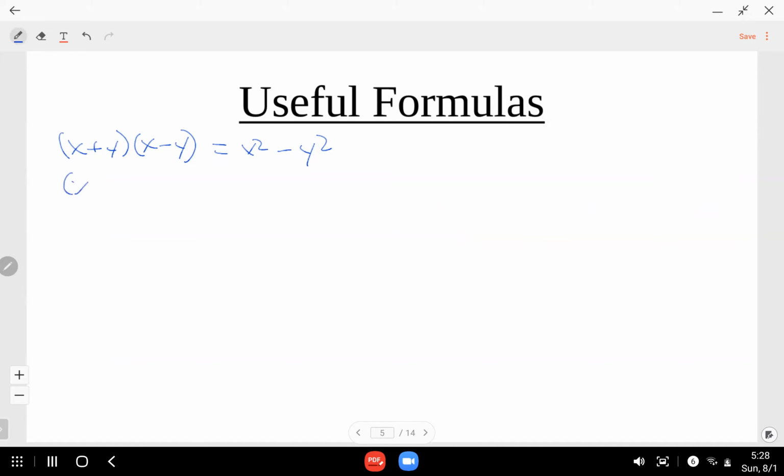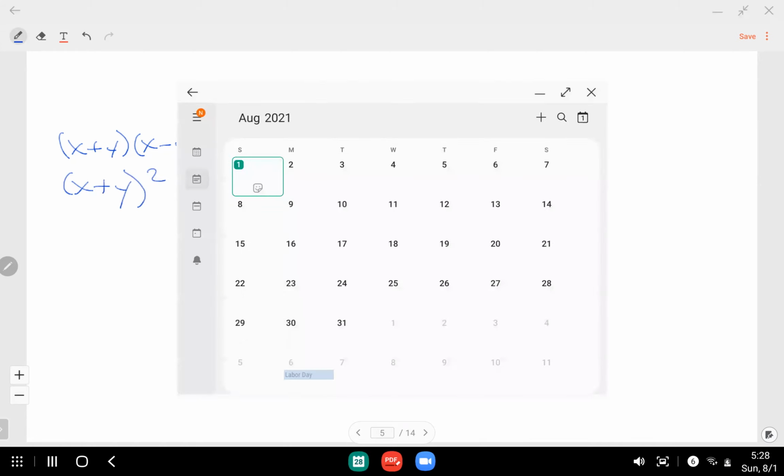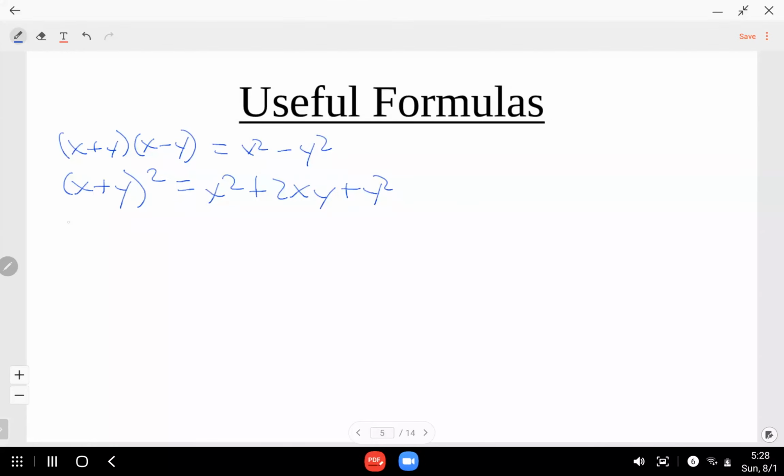And then we also have (x + y)^2, which is x squared plus 2xy plus y squared. This is also very useful when you're factoring and solving equations. And staying with its opposite, (x - y)^2 is x squared minus 2xy plus y squared.